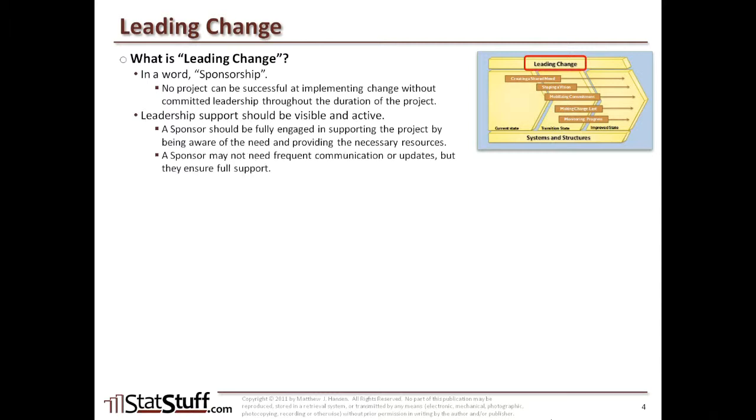A sponsor may not need frequent communication or updates, so don't think that you have to get with them every day or every week or have constant communication, but you should at least ensure that they are fully supporting the efforts for the project, and they should also back up their full support.